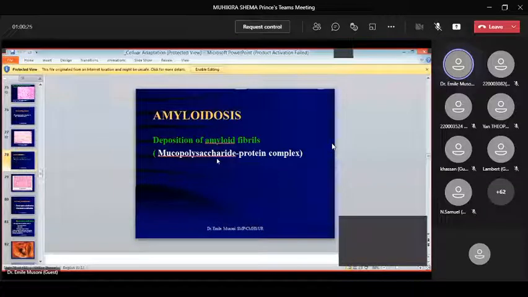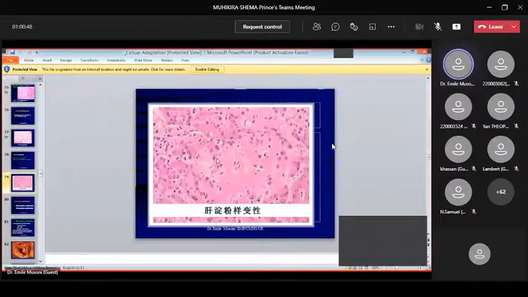There is another protein change called amyloidosis. This one is the deposition of amyloid fibrils, which are mucopolysaccharide protein complex. Most of the time, amyloidosis, you find it in the kidney and the thyroid. This is that amyloidosis.